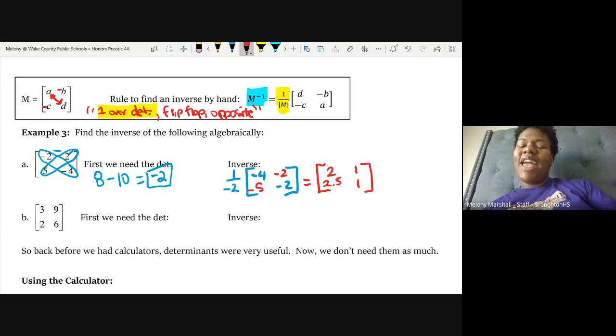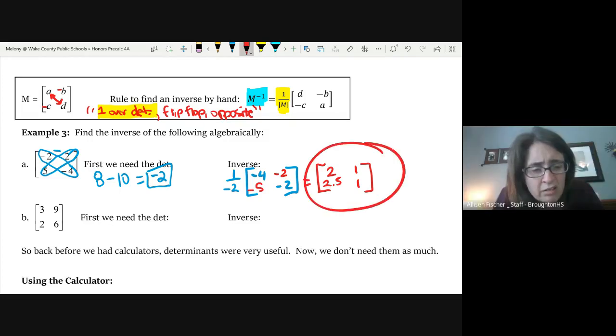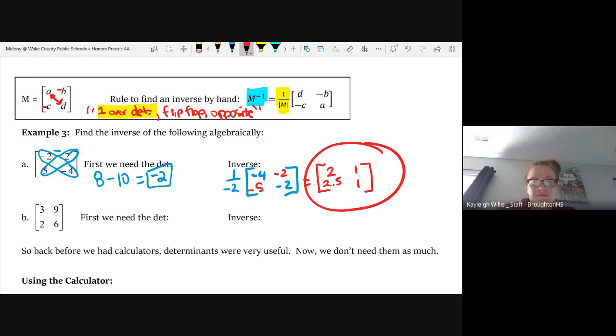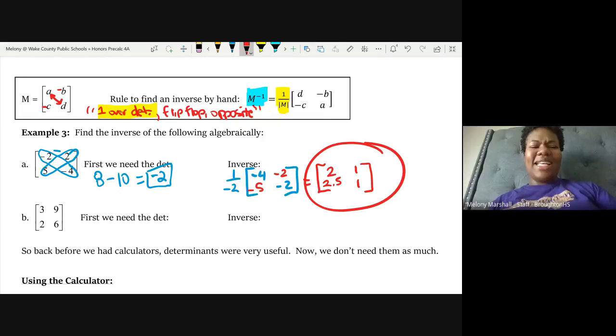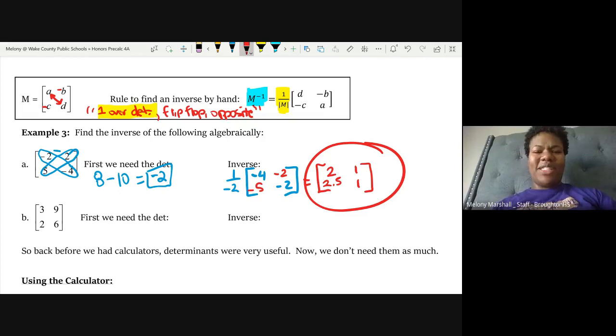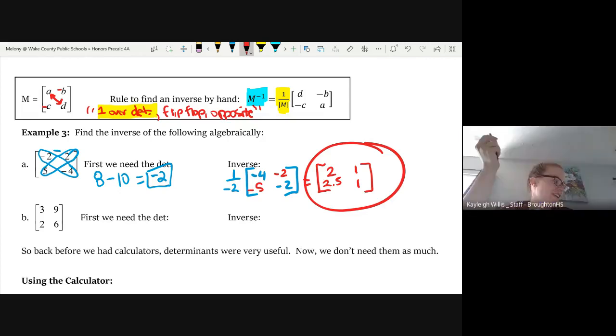And yes, you can have a decimal in a matrix. That's all we have to do. It's easy. It took longer to figure out if they were inverses than it was to find the inverse. Yes, flip-flop opposite.